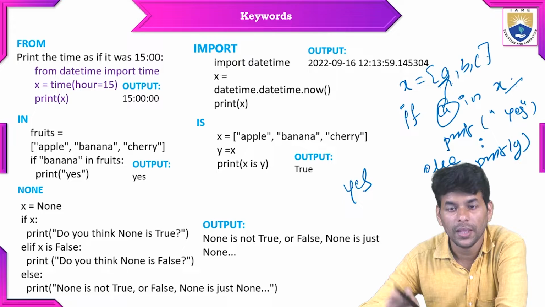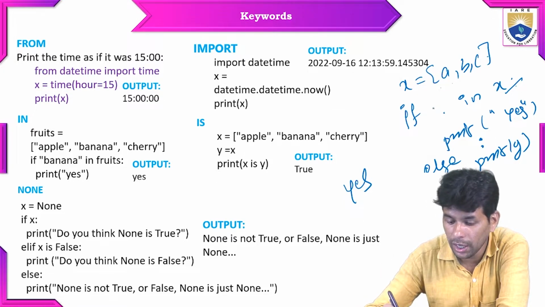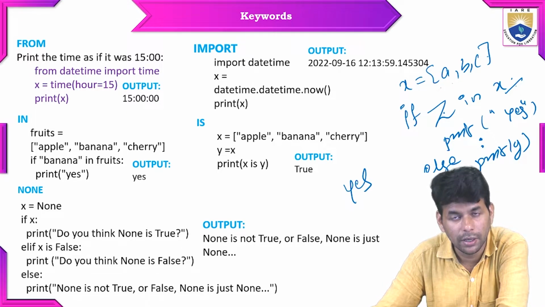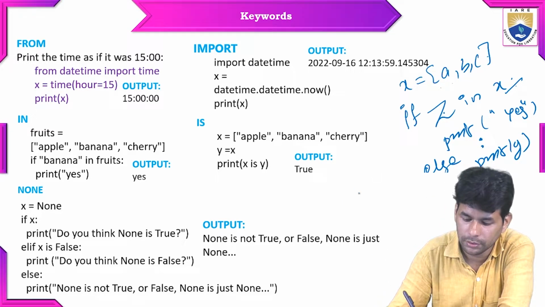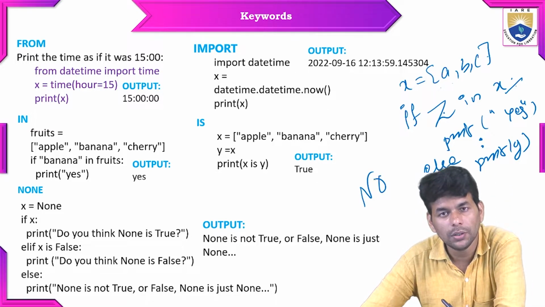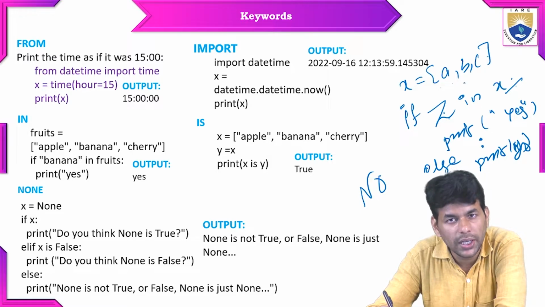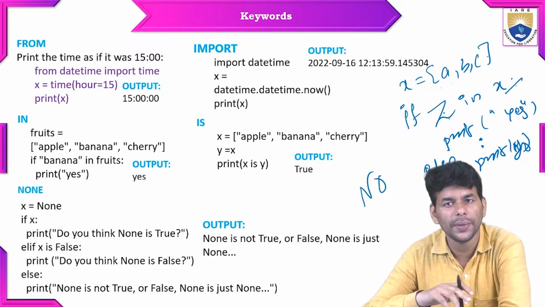The same program. If instead of a I write z here, if z in x, print x, else print y. For this, the output comes like this: no. Why does it come as no? Very simple. It is saying that z does not exist in this particular list of items. So this is the use of the in keyword in Python programming.